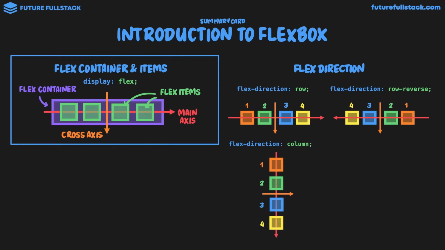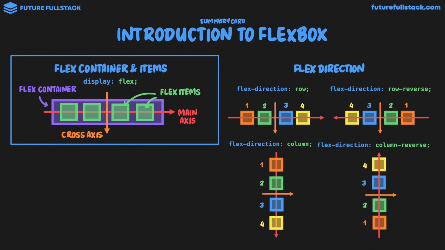The final value we saw was flex direction column reverse, where the main axis now moves from bottom to top, and the cross axis still left to right. This then arranges our flex items like this: 1, 2, 3, and 4.